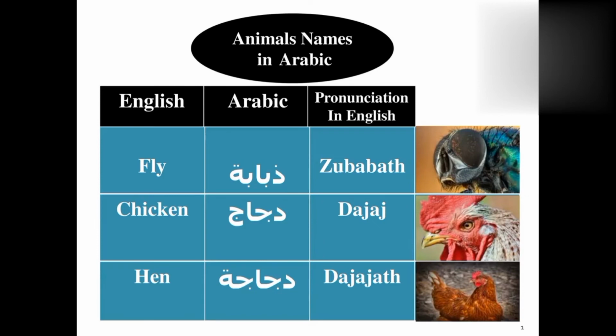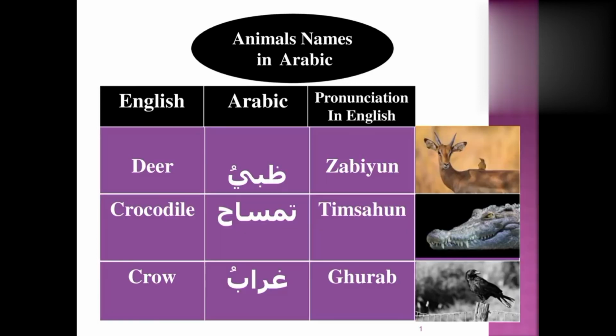For fly we use in Arabic dhubaba. Dhubaba means fly. Now see chicken. For chicken we use in Arabic dajaj. Dajaj means chicken. Hen. For hen we use in Arabic dajaja. Dajaja means hen. Now see deer.